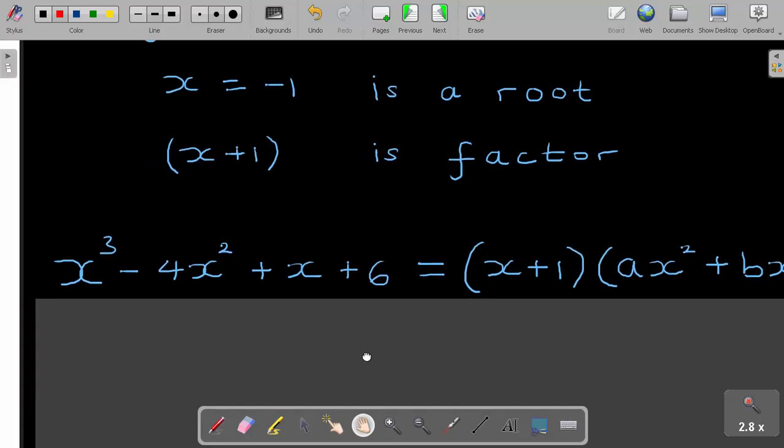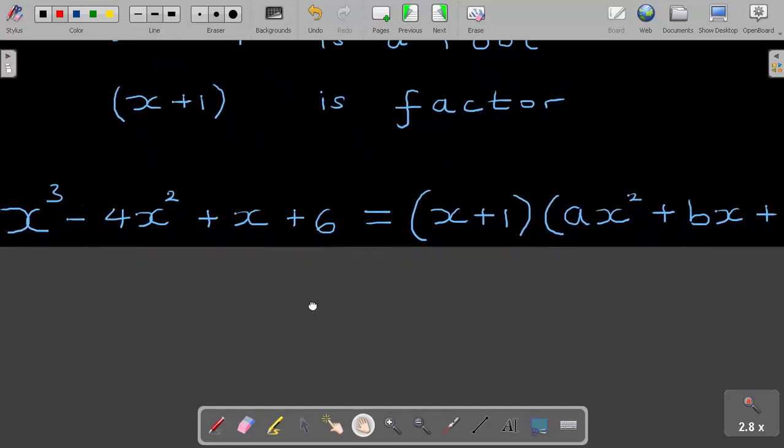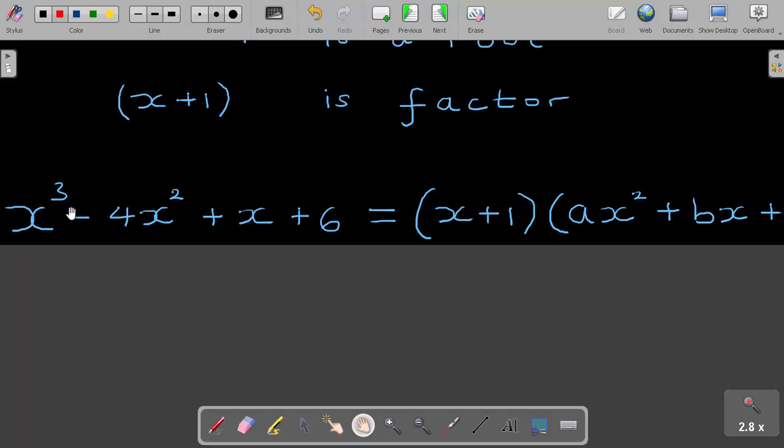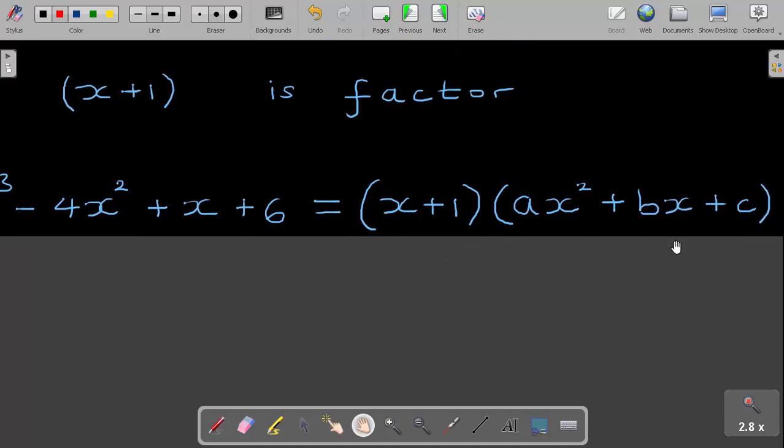Okay, so in other words, this x cubed minus 4x squared plus x plus 6 is the same as x plus 1 multiplied by ax squared plus bx plus c. So my task and your task is to find the value of a, the value of b, and the value of c. When we are done, we can solve the quadratic equation, whereby we can either factorize or use the quadratic formula.